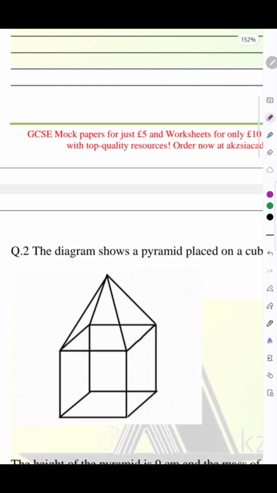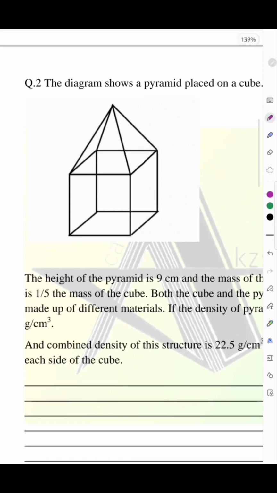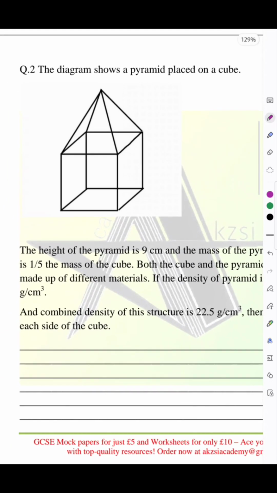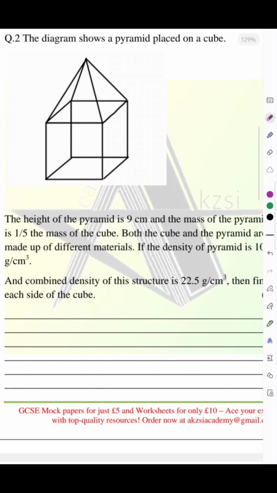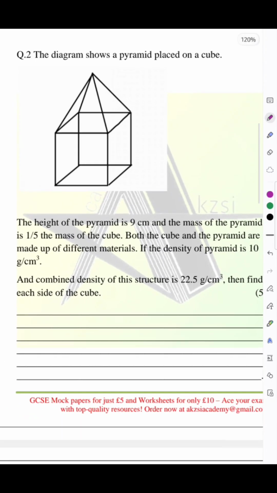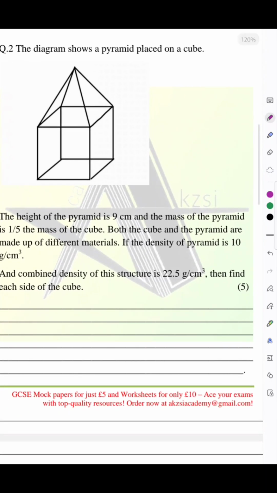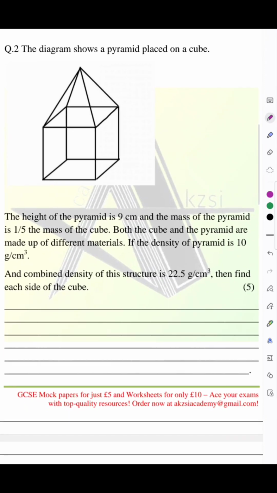Now moving on to question number 2. The diagram shows a pyramid placed on a cube. The height of the pyramid is 9 centimeters. The mass of the pyramid is 1/5 of the mass of the cube. Both the cube and the pyramid are made of different materials. If the density of the pyramid is 10 grams per centimeter cubed and the combined density of this structure is 22.5 grams per centimeter cubed, then find each side of the cube.